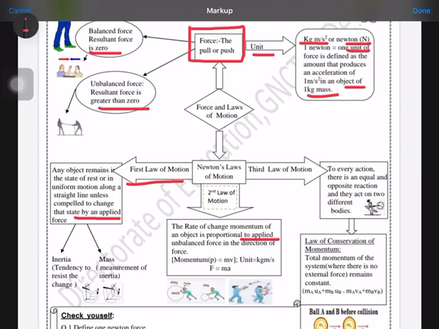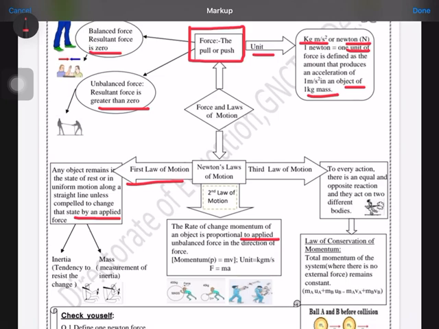Third is every action there is an equal and opposite reaction, and it can be also correlated with the law of conservation of momentum, which says that the total momentum of a system remains equal before and after the collision. So let's see the question answers.